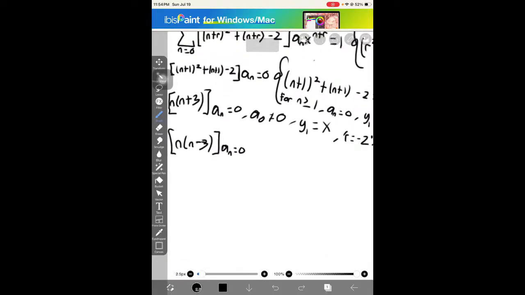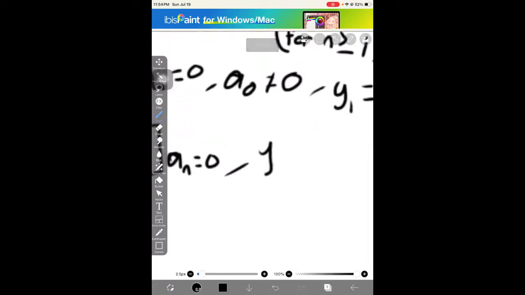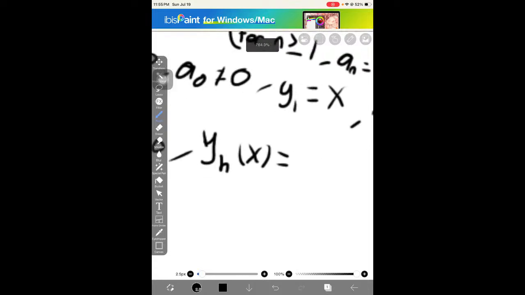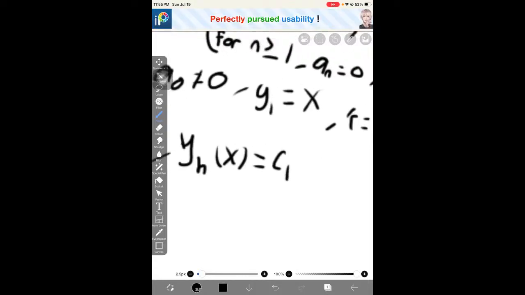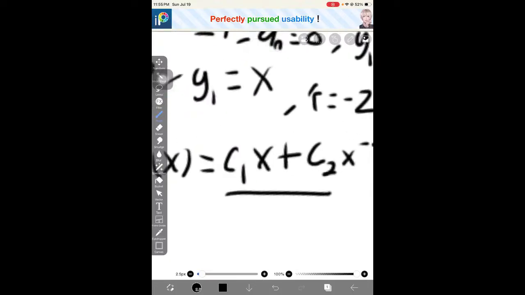So finally, we're going to combine our homogeneous solution, y of x, and that's going to equal c sub 1 of x plus c sub 2 of x to the power of negative 2. What happened? Where did these constants come from? It's a format of writing the homogeneous solution.